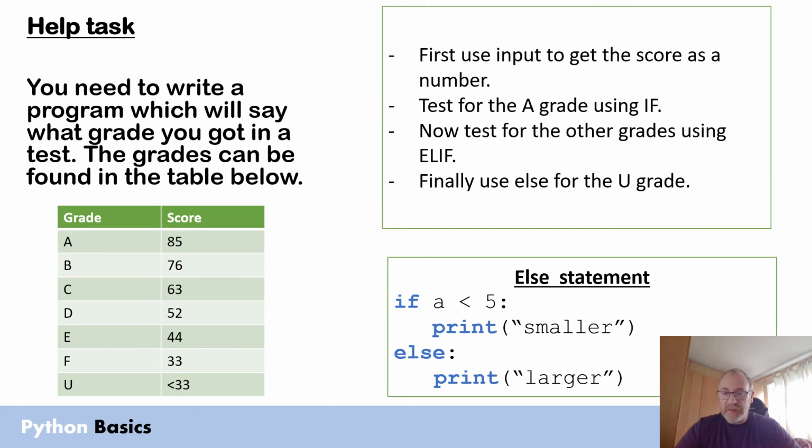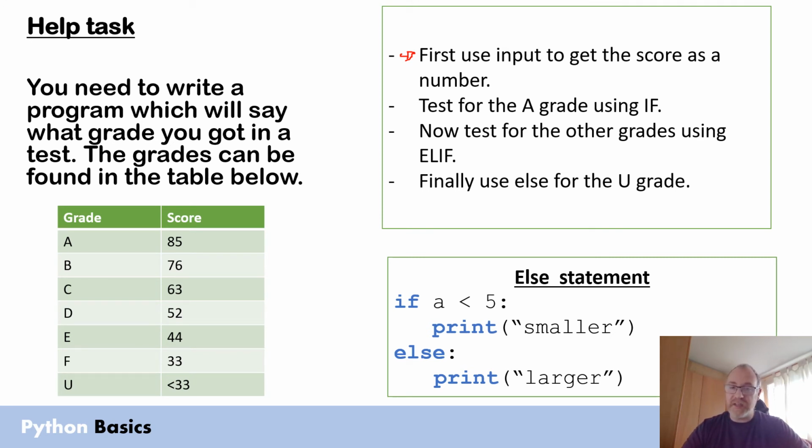So if you're struggling with the task, here's a little bit more help. What you can do is break this down. We call that decomposition. If you don't know what decomposition is, essentially it's really straightforward. It's where we take a problem and break it down into smaller parts. So the first thing you need to do is use input to get the score as a number. So that will be the int input thing.